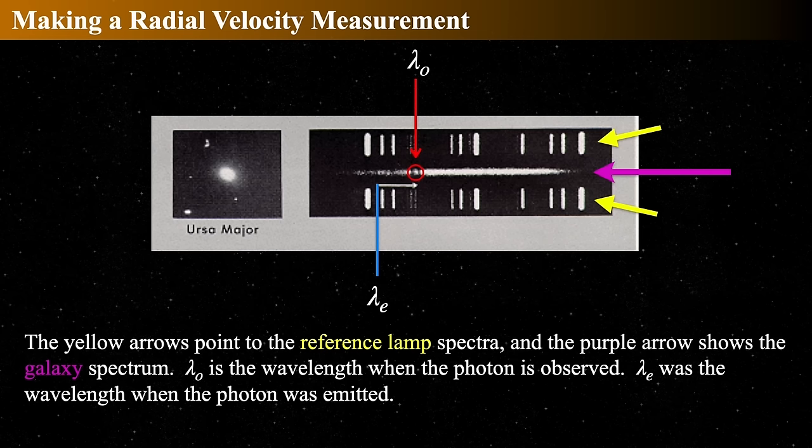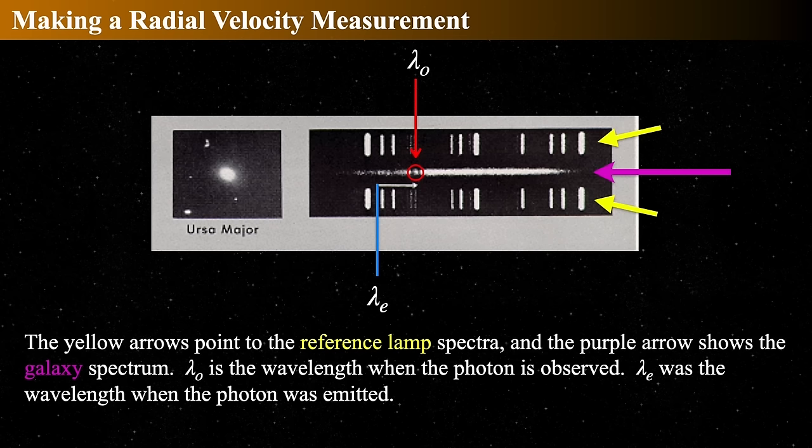There's also two yellow arrows which indicate reference spectra. The reference spectra was probably going to be something like a reference lamp, like maybe iron carbide, a very hot iron carbide which is vaporized, which then glows and emits this very particular light. The galaxy spectrum is in purple and is the smudge. That's the real data. The things on the left and the right are references such that you can actually make a measurement of the wavelength.